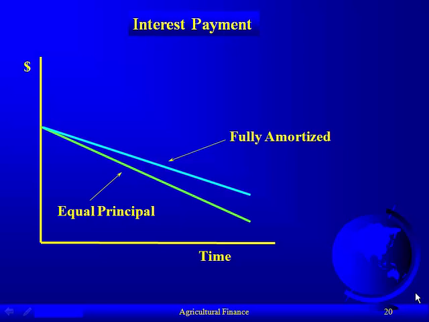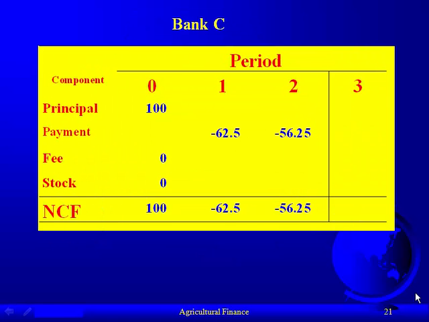So from a liquidity standpoint, you like the fully amortized loan. If you don't like paying interest, which one do you go with? You're going to go with the equal principal. Now I'm going to come back to this when we actually see the results, and I'm going to remind you of this chart, then question your judgment. So keep this chart in mind as we go through this.